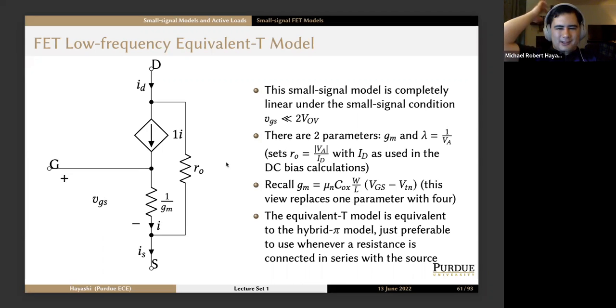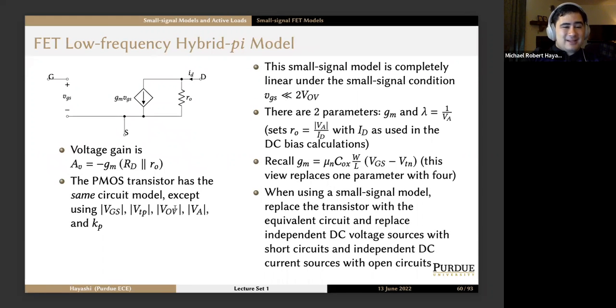And then the equivalent T model is equivalent to the hybrid pi model, hence the name. It's just preferable to use whenever there's a resistance connected in series with the source. Some problems will get easier to solve if there's a resistance in series with the source and the rest of the external circuit. The circuit model gets a little bit easier to use and solve problems. You can ignore everything about the equivalent T model if you don't like it. You can use the hybrid pi model for everything. You just have to be a little bit more clever with the circuit tricks you use to solve circuits.